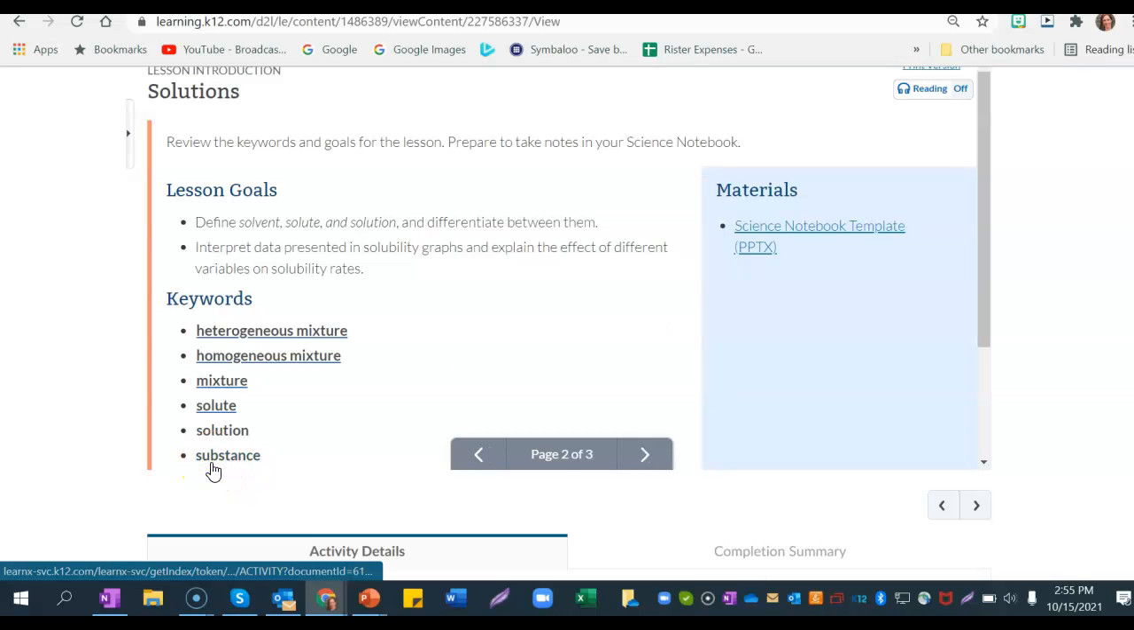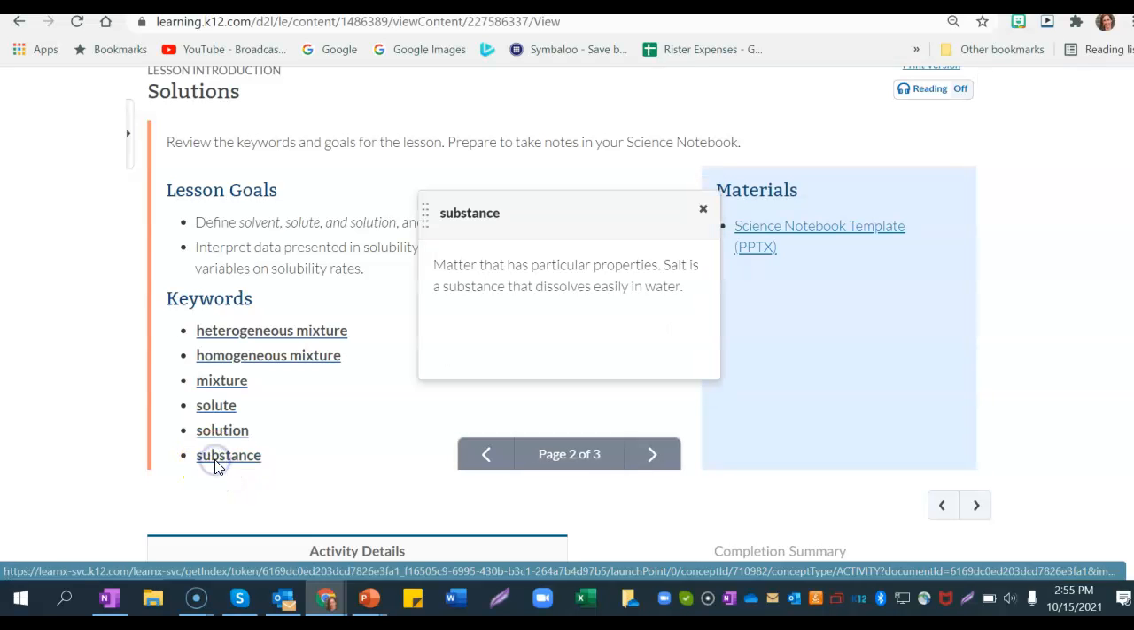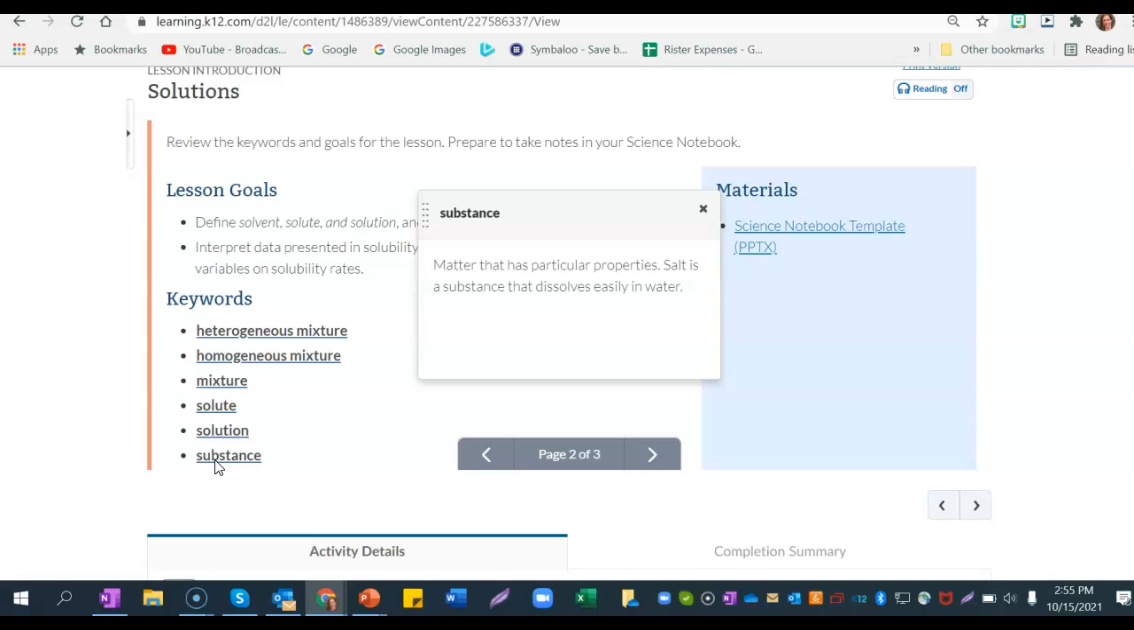And then a substance is matter that has particular properties. So salt is a substance that dissolves easily in water.